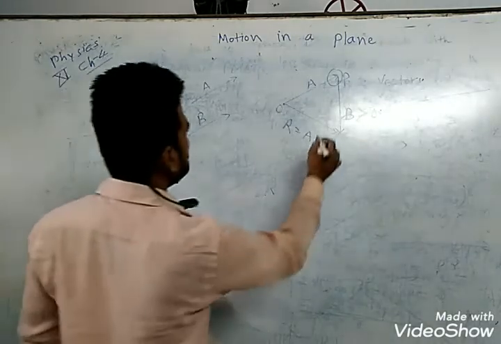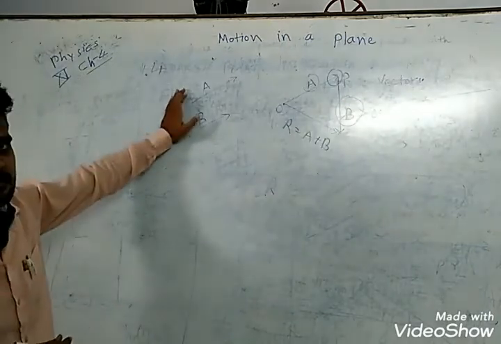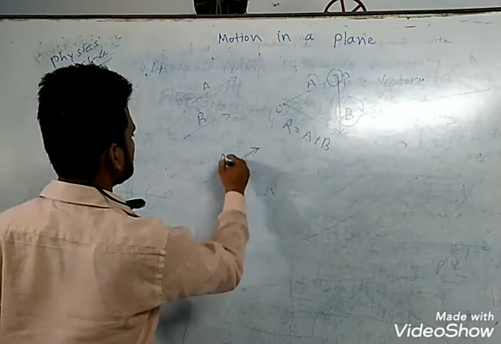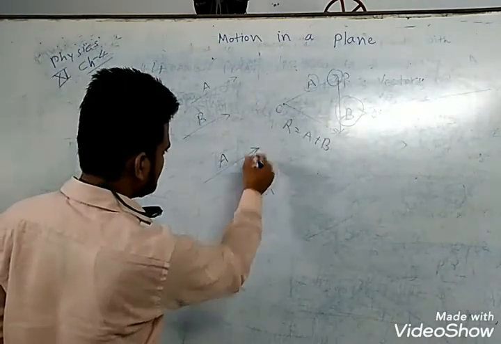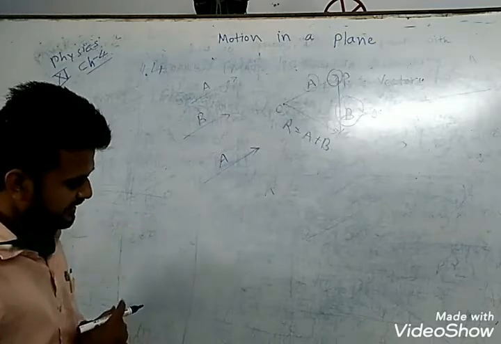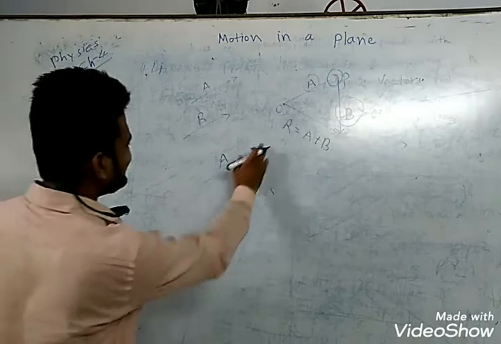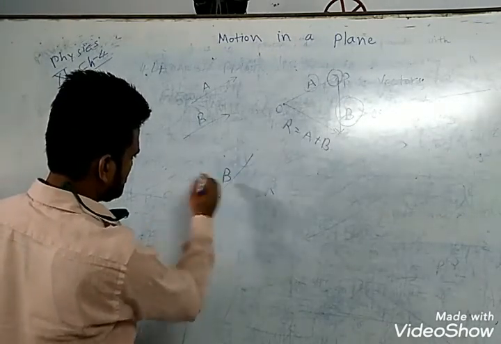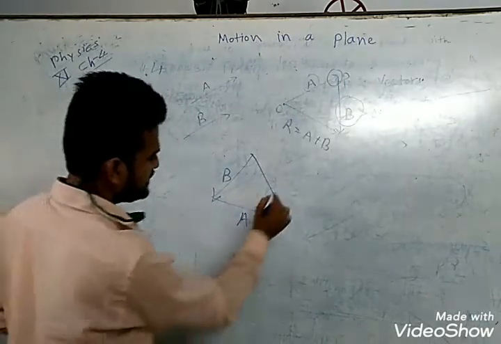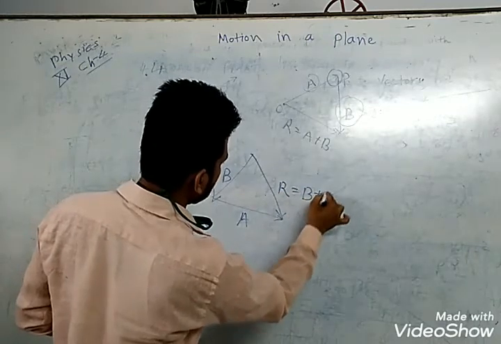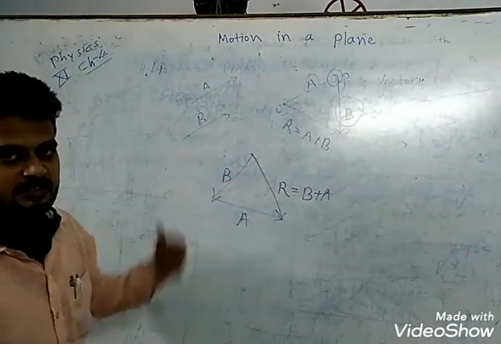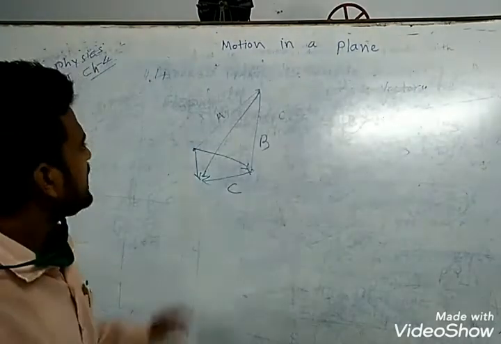Now again we take two vectors A and B. In this case, we take B first, then vector A, and the resultant of this is R equal to B plus A. R is equal to B plus A, which means A plus B is equal to B plus A.